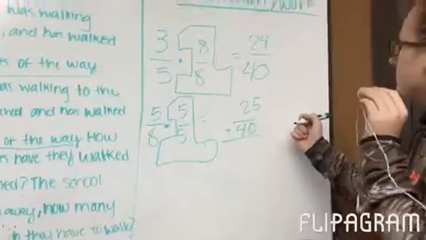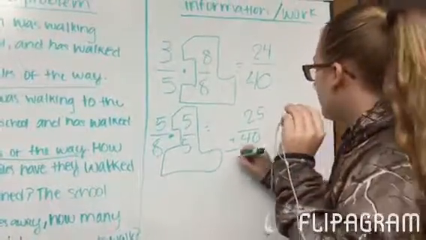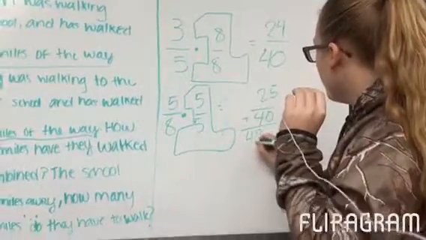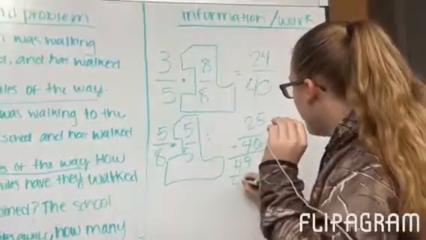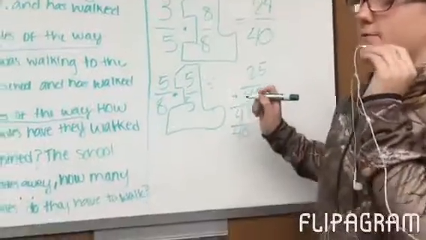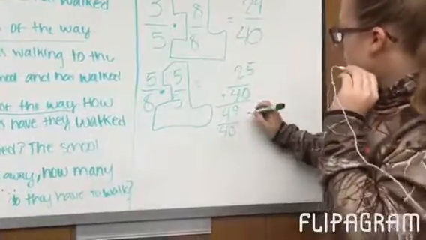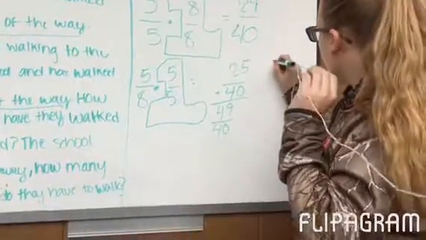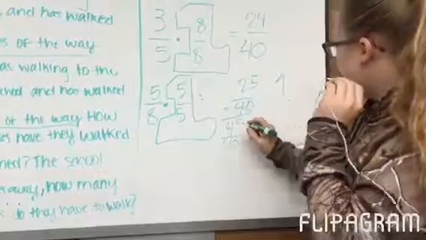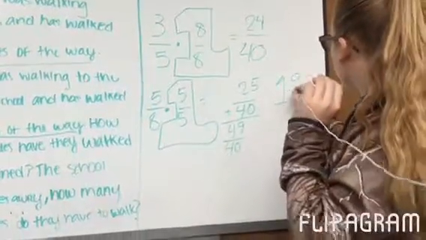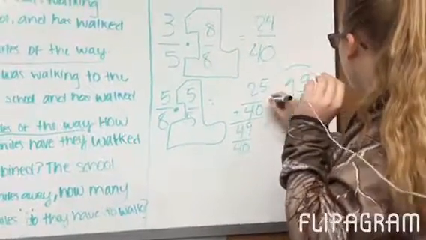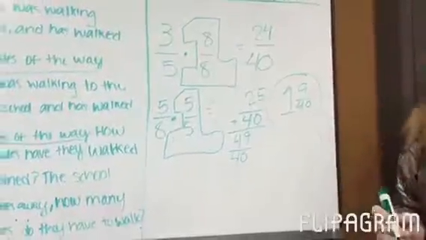So 24 plus 25 is 49/40. And that's an improper fraction, so now we have to convert it into a mixed number. So 40 goes into 49 one whole time, and there's 9 left over, so that'd be 9/40. So 1 9/40 is your total answer.